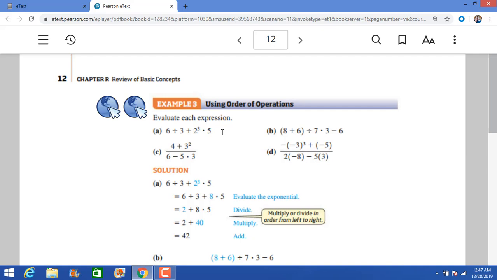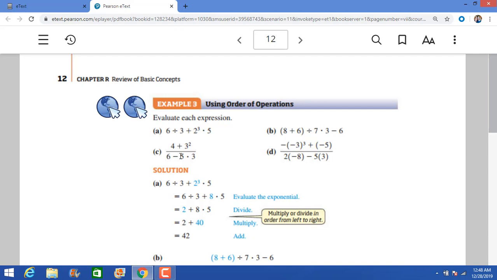Okay. B. Here we've got adding, division, multiplication, subtraction, and parentheses. So do the parentheses first. We're going to get 14 here. And then we're going to do multiplication, division, left to right. So we're going to do the division first in this case: 14 divided by 7, which is 2. And then we're going to do the multiplication. So 2 times 3 is 6. And then 6 minus 6 is 0. So the answer is 0.